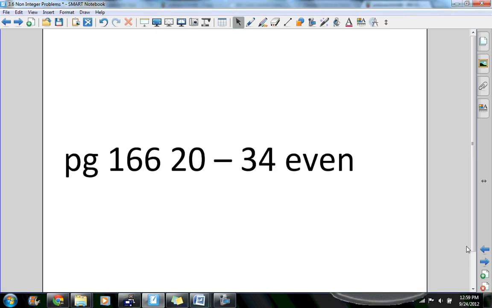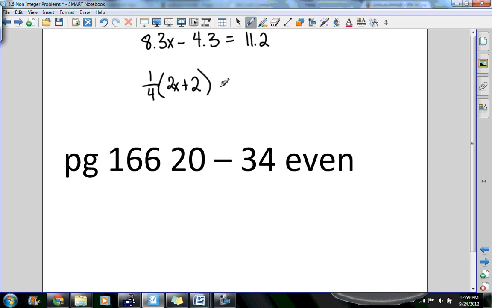There's your homework assignment. I would like you to solve these two problems. That's one. And that's two. So bring these two problems to class tomorrow for full credit.